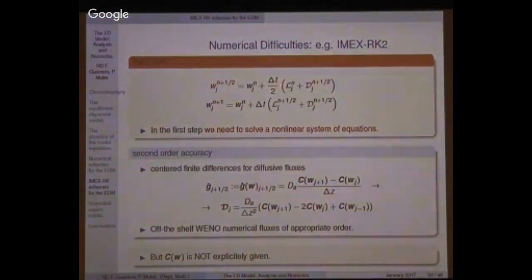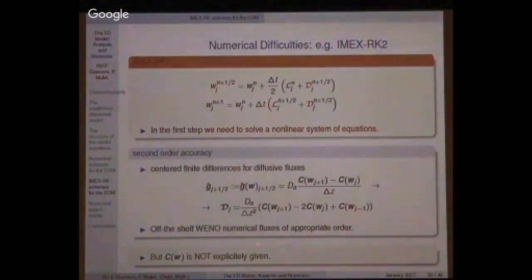You don't touch this thing here. And then at the next step, you just update Wn+1 with the values that you have over here. You only have one step where the thing is actually nonlinear. The first step, we need to solve a nonlinear system of equations. So for second order accuracy, we're just happy using centered difference for diffusive fluxes. That's what we do. And off-the-shelf numerical fluxes of the appropriate order, we know.